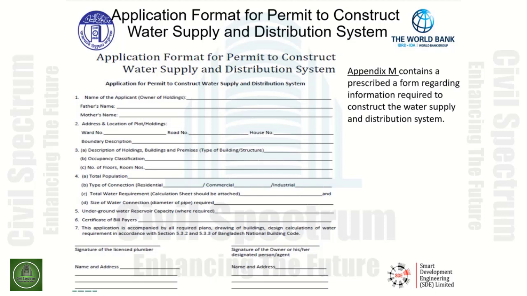And finally, as can be seen, the signature of the licensed plumber is required, along with the name and address of the licensed plumber. The signature of the owner or his or her designated person or agent is required as well, and the name and address information accordingly. So, as can be seen here, Appendix M contains a pretty detailed application format for permit to construct water supply and distribution systems.